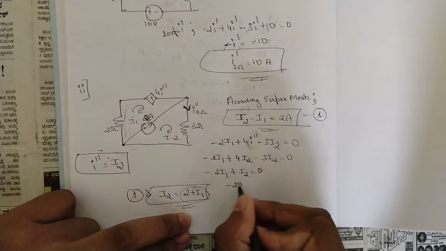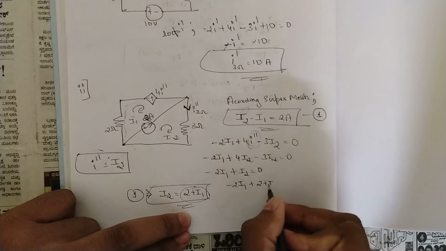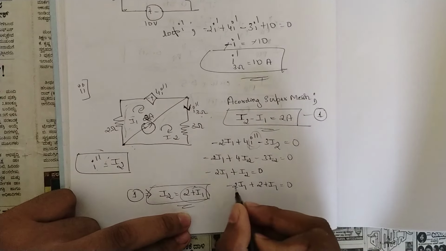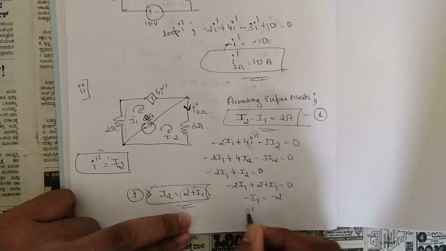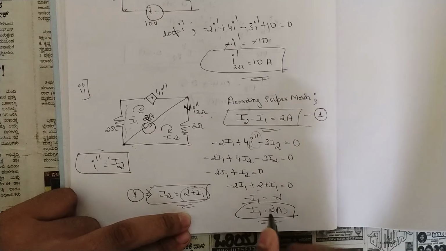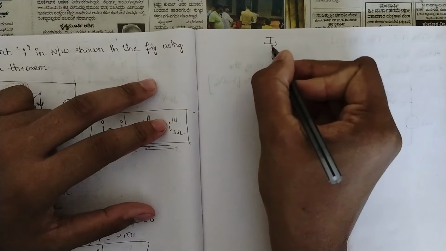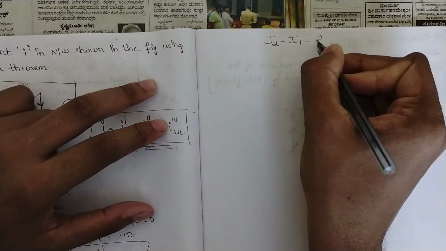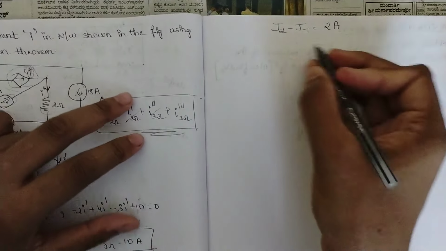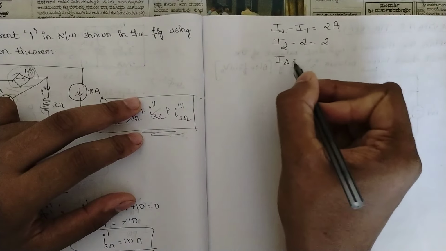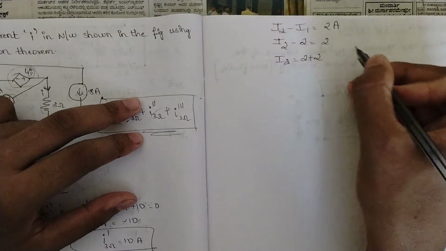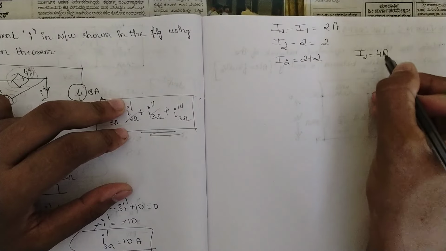That is minus 2 I1 plus 2 plus I1 equal to 0. So 2, minus 2 and plus 1, that is minus I1, is equal to minus 2. So I1 is equal to 2 ampere. Okay, so you've got the value of I1. Now substitute this value of I1 in the equation I2 minus I1 is equal to 2 ampere. That is I2 minus 2 equal to 2. So I2 is equal to 2, bring this minus 2 to the other side, it would be plus 2. So finally our value of I2 is equal to 4 ampere.